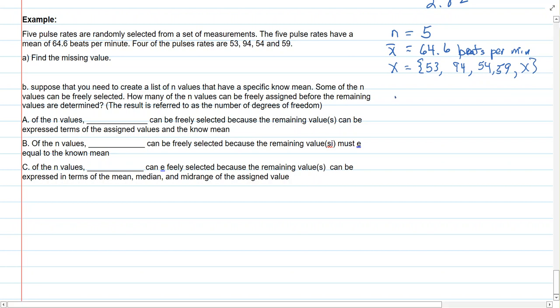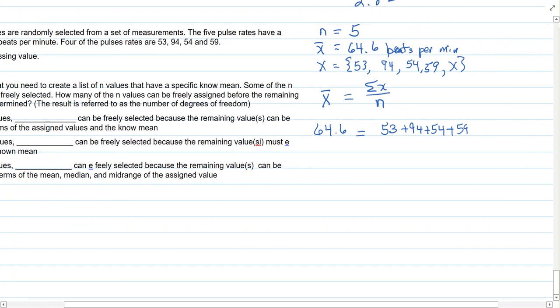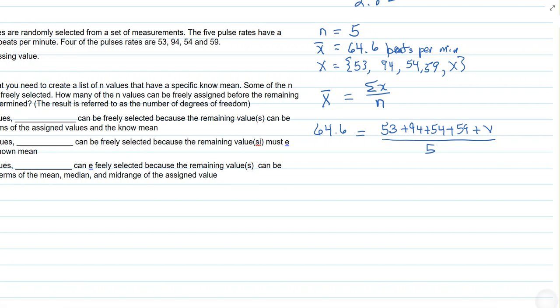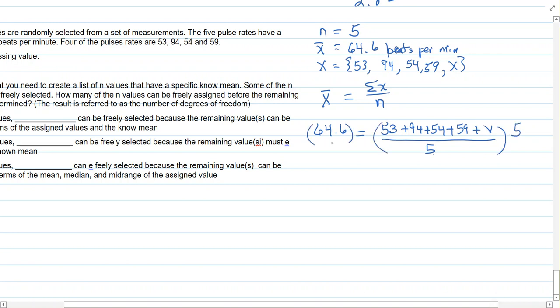All right. So we know that the X bar is the sum of the data divided by the number of data. So let's see what we have. We're going to have 64 and 6/10 is equal to the 53 plus the 94 plus the 54 plus the 59 plus X divided by 5. To undo division, because 5 is a division, we're going to multiply both sides by 5.